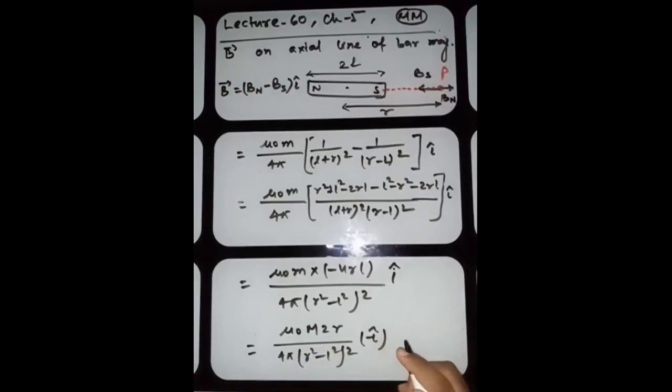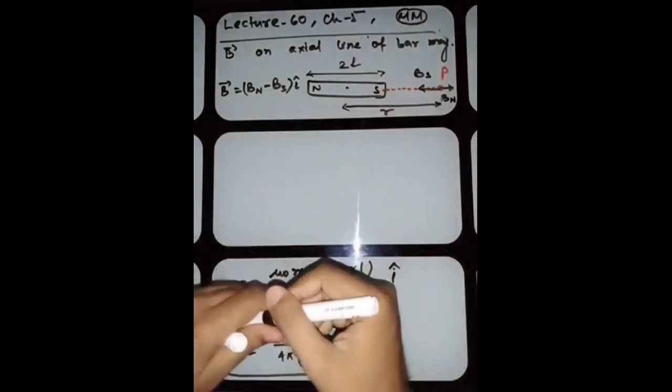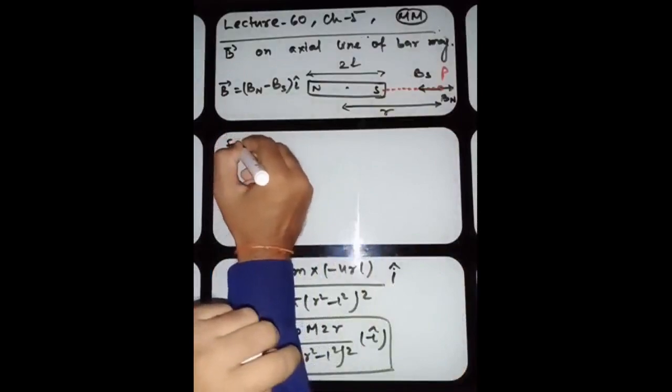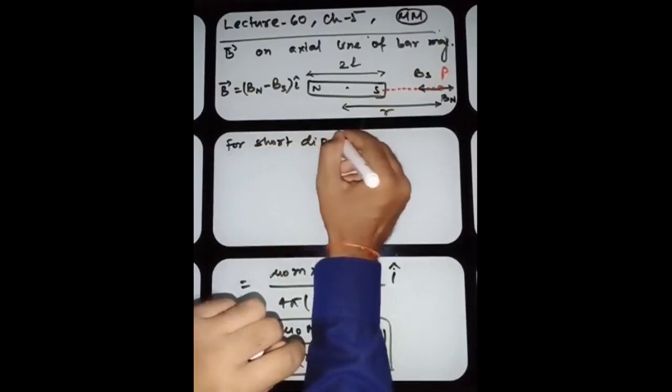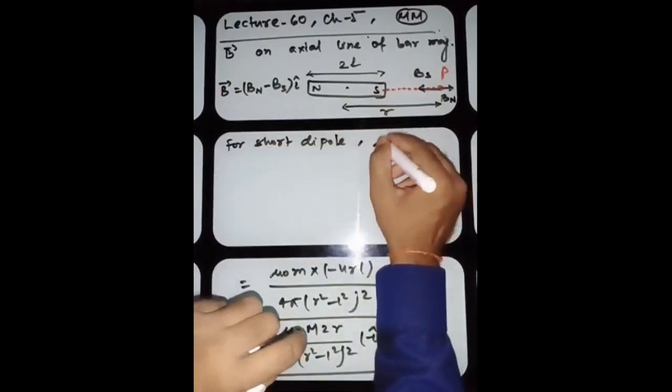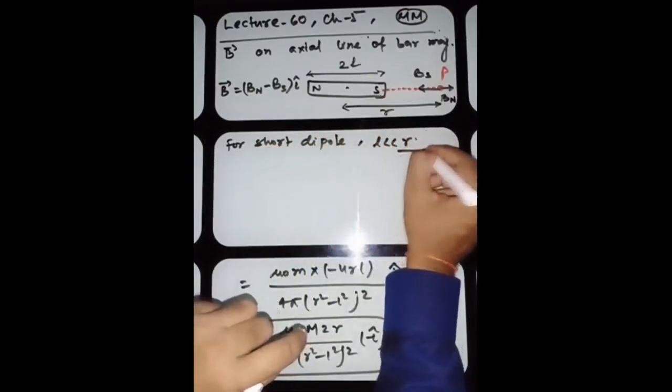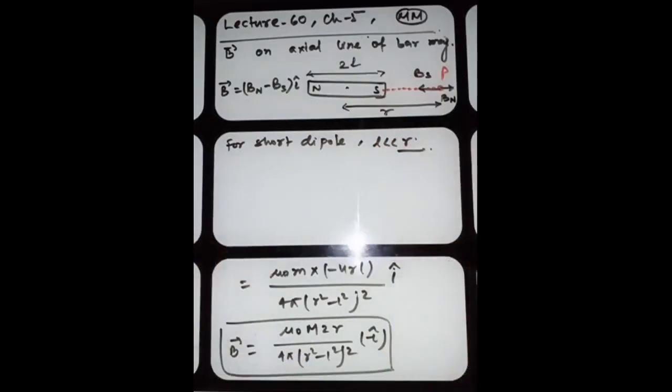Okay, my dear friends, now we are going to proceed for the short dipole. If we have a magnet of very short length, this is the magnetic field at the axial point. For a short dipole, this length will be much smaller than r, so we can neglect this L.